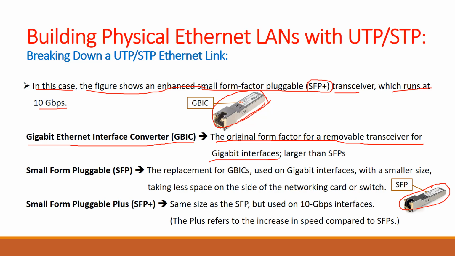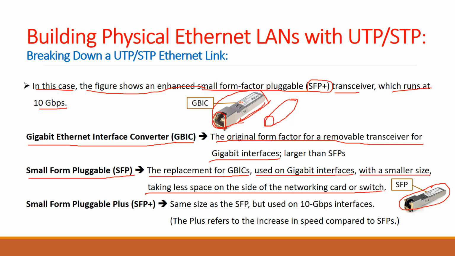This can be inserted in the SFP ports, and you can use an RJ45 connector with, of course, a cable, or otherwise you can use another GBIC for a fiber connector, and we will mention later what types of connectors are used with fiber cables. Then small form factor pluggable, SFP, the replacement for GBICs, is used on gigabit interfaces with a smaller size, taking less space on the side of the networking card or switch.